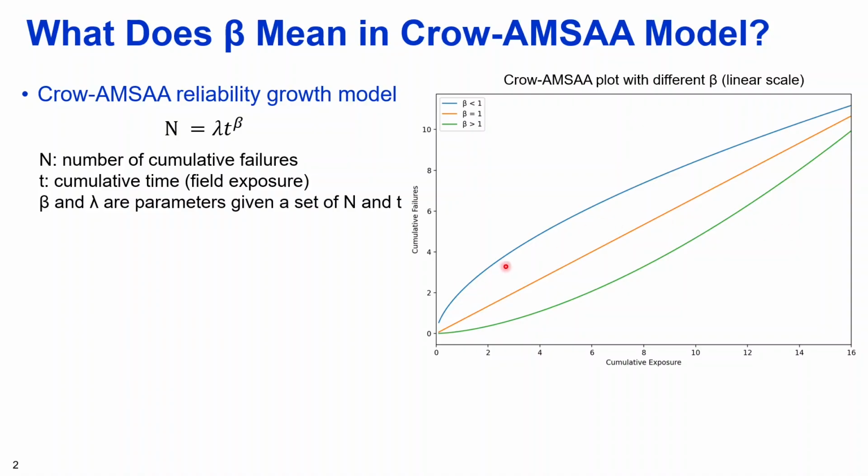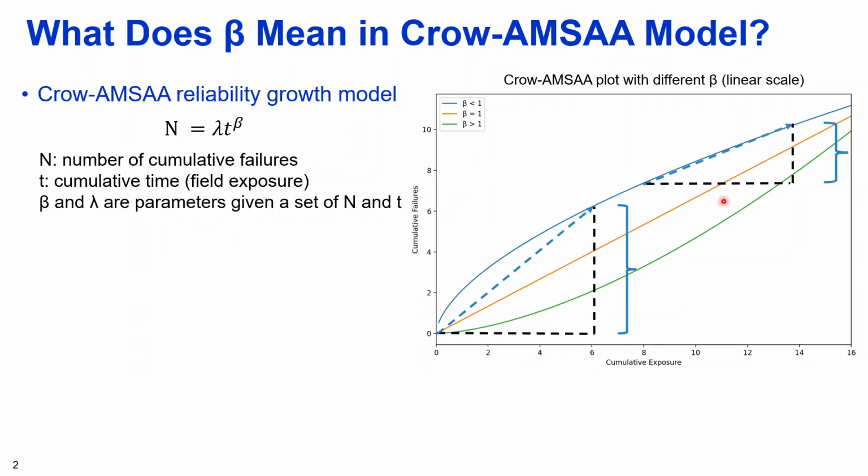When beta is less than 1, when exposure time increases by 6, the failure count increases by 6. And over time, when exposure increases by 6 again, the failure count increases by less than 6, and the curve bends downward. That means failures are still accumulating, but the speed slows down over time.